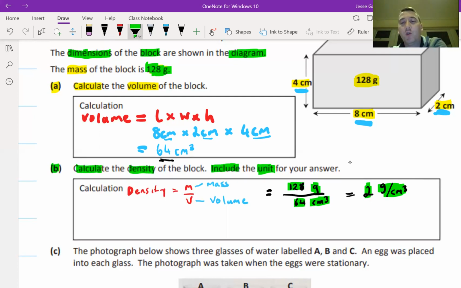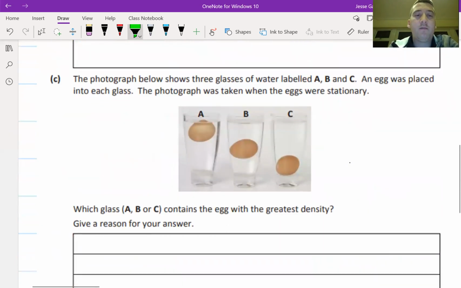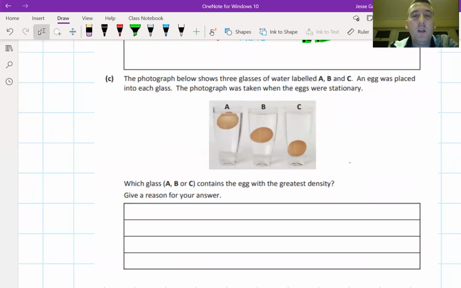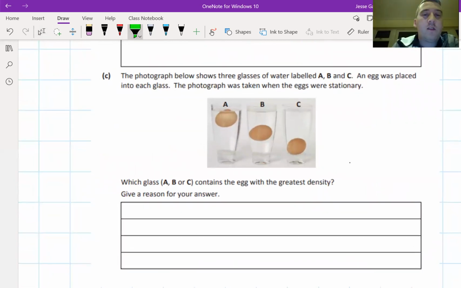We've got the number 2 and we've got the unit grams per centimeter cubed. All right, last question. So let's help you read it. It says the photograph below shows 3 glasses of water labeled A, B, and C. So 3 glasses and the substance is water. An egg was placed into each glass. The photograph was taken when the 3 eggs were stationary.